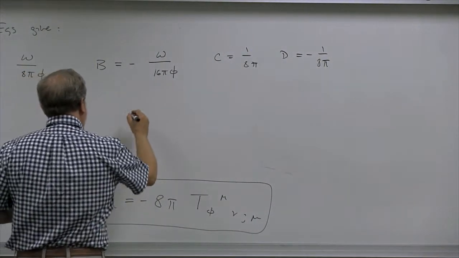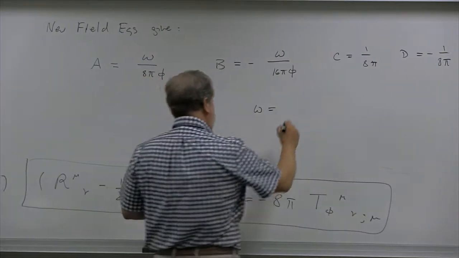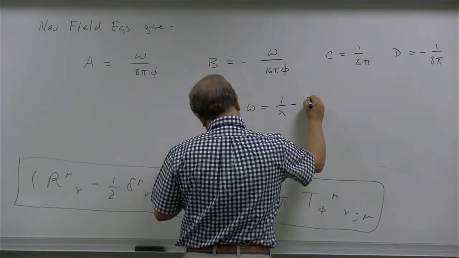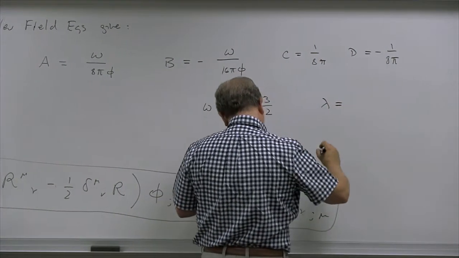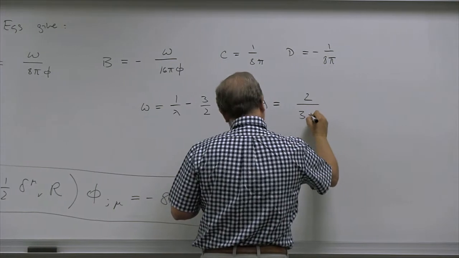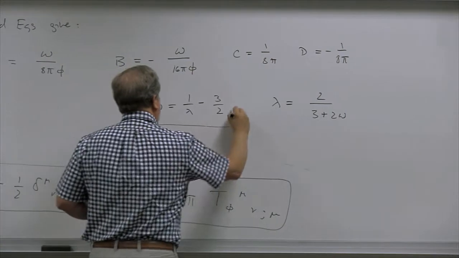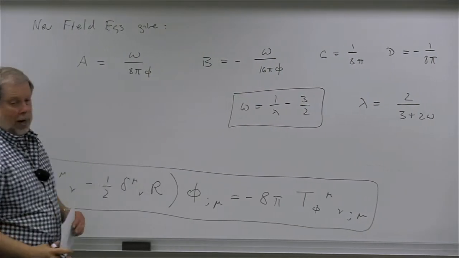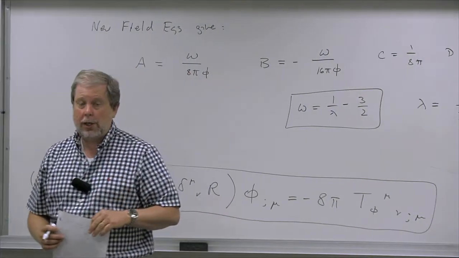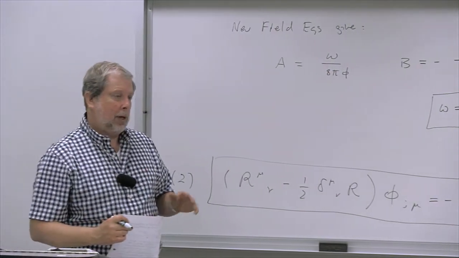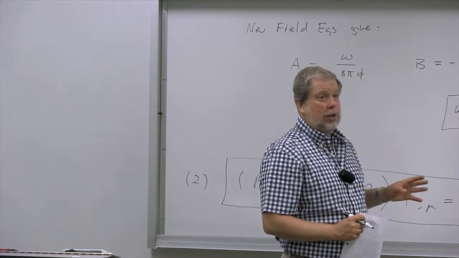And what is omega? Well, omega is related to gamma. Or lambda, I should say: 1 over lambda is minus 3 over 2 plus omega. In other words, the original lambda is written as 2 over 3 plus 2 omega. So this is the Brans-Dicke parameter. By the way, lambda is dimensionless. The original coupling is dimensionless, because phi, of course, has dimensions, since it is related to G: 1 over G is phi.